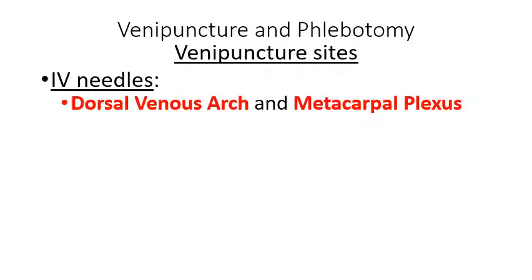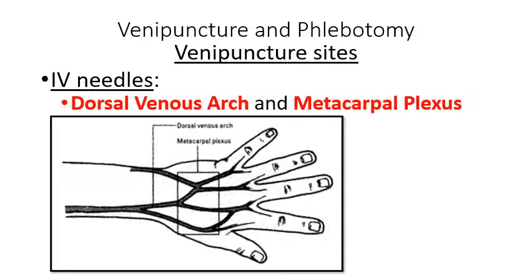All right, so where are the preferred places to stick IV needles? One of them is on the dorsal venous arch, and I'll show you where that is. That's on the back side of the wrist, and the other place is in the anastomosis of veins on the dorsal side of the hand. That's called the metacarpal plexus. Okay, so these are the preferred spots for putting IV needles if you're trying to get drugs into the system.